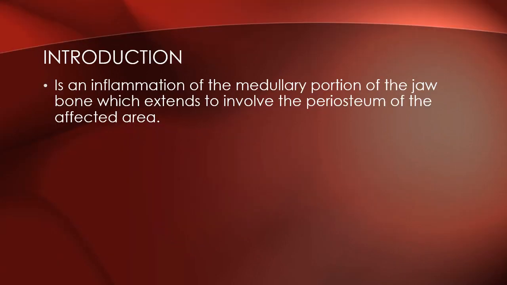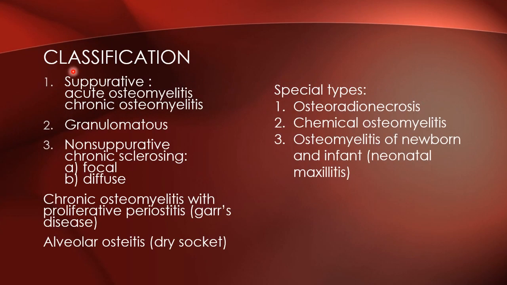First and foremost, we should define our subject: it's an inflammation of the medullary portion of the jawbone, which extends to involve the periosteum of the affected area. Here is the classification of osteomyelitis. First, suppurative, which could be acute osteomyelitis or chronic osteomyelitis. And there's granulomatous. Non-suppurative chronic sclerosing could be focal or diffuse.